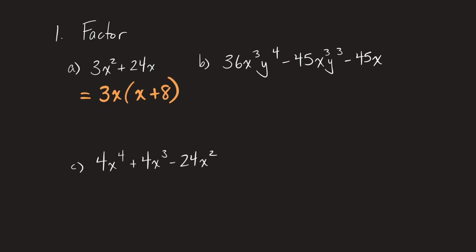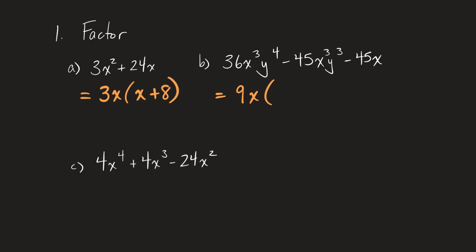Okay, we're back. So you now take a look at B, and we look at our coefficients of 36, 45, and 45, and I can at least see that there is a 9 in all of those. I scan across all three terms, and I notice that each of them have at least one x, but they don't all have a y. So there is my greatest common factor. I'm going to factor that out.